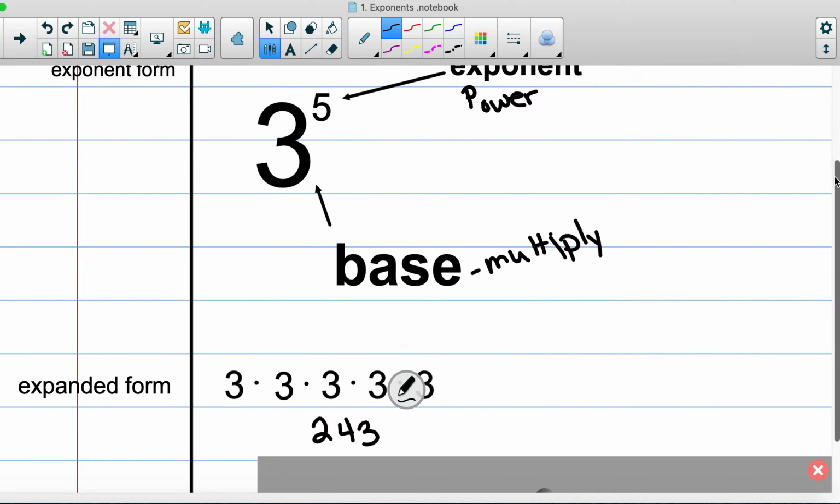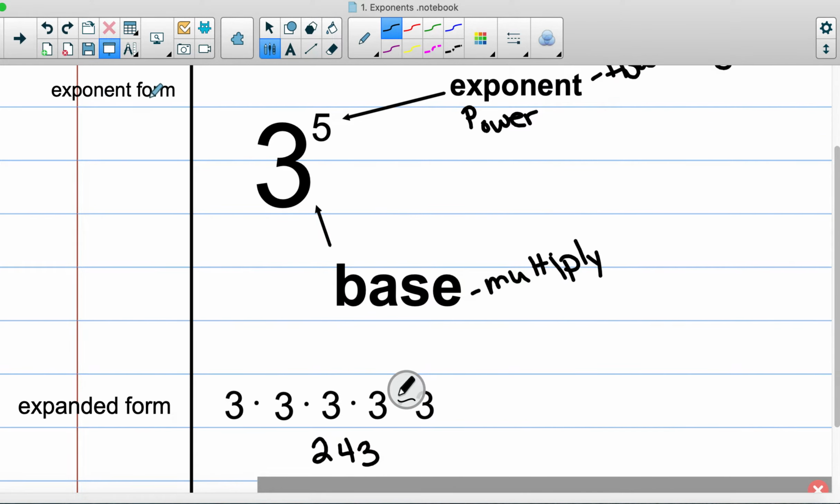Couple words you need to know are exponent form. Exponent form, you will see the exponent there. Expanded form is like a rubber band expanding. We pull it all the way out and you write each one out. The answer then is sometimes called standard form or just the answer.